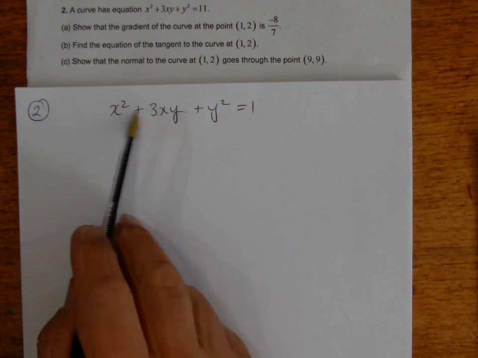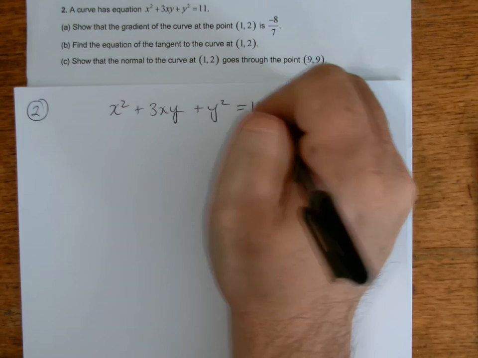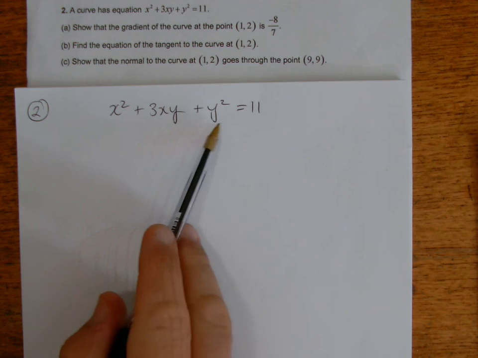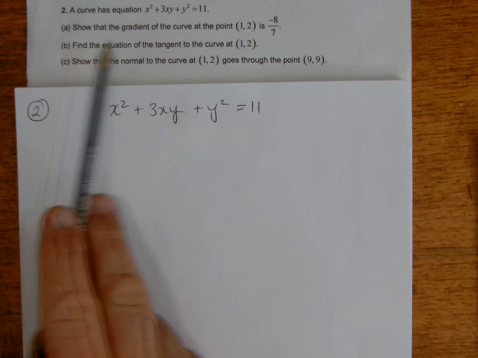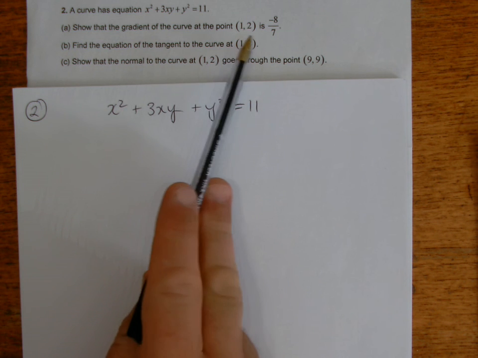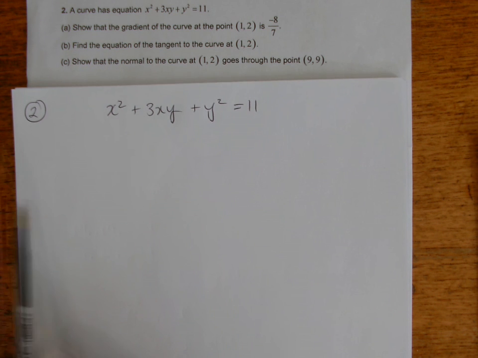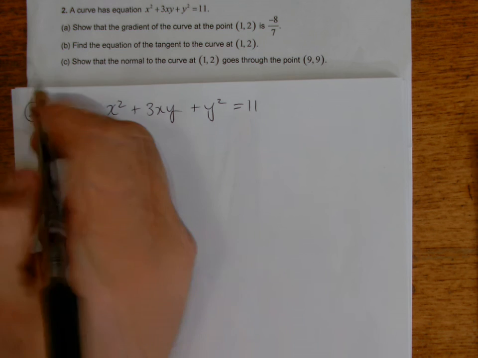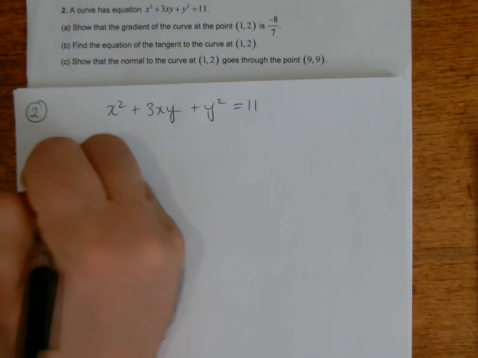Okay, so a curve has this equation here. x squared plus 3xy plus y squared is 11. So in A, it says show that the gradient of the curve at (1, 2) is minus 8/7. Okay, so now we need to differentiate this with respect to x.